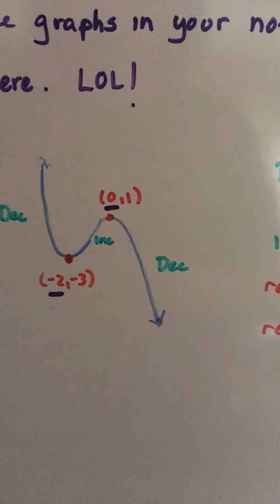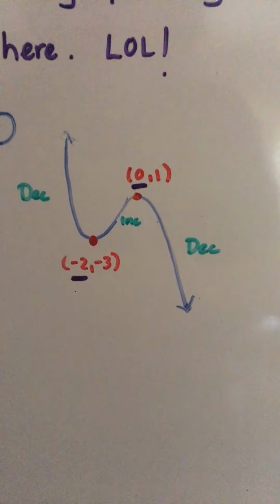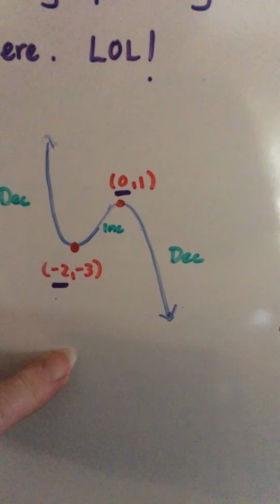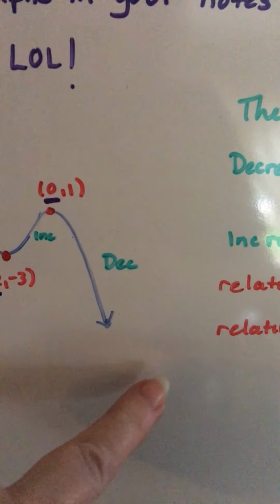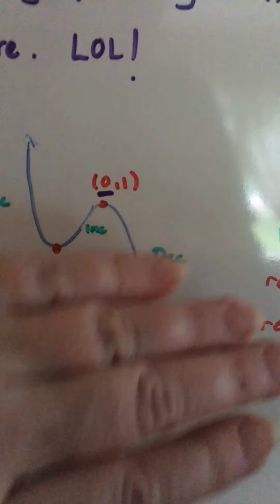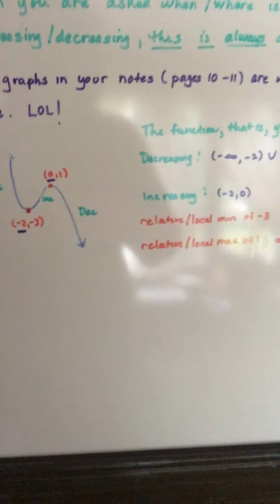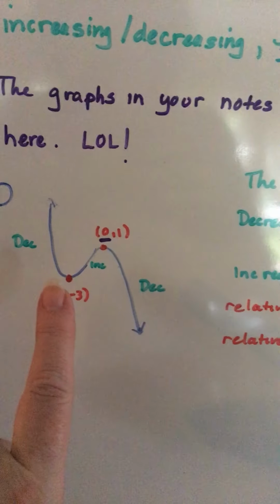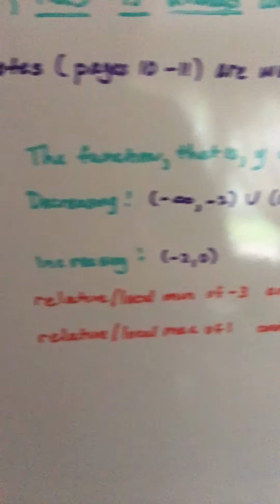increasing, decreasing. I know what the y's are doing, so notice how I underlined the x's. So my x's go from negative infinity to negative 2, then negative 2 to 0, and then 0 to positive infinity. Notice I'm not looking at the y's, I'm just thinking about the x-axis. So when I look at this function, when is it decreasing? When the x's are negative infinity to negative 2, and when the x's are 0 to positive infinity.